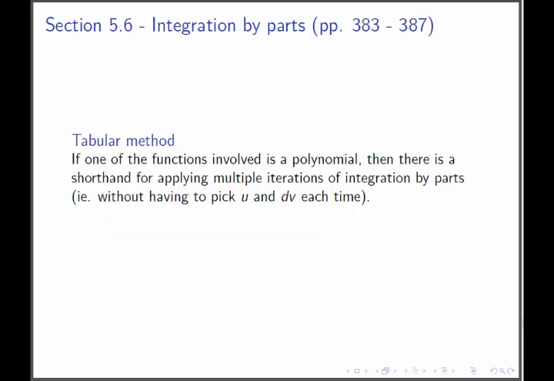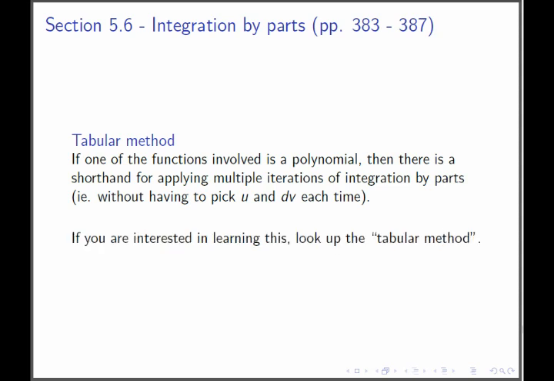Now there is such a thing called the tabular method. If one of the functions happens to be a polynomial, then there happens to be a shorthand for applying multiple iterations of the integration by parts technique without doing too much writing. You don't have to pick the u and the v each time. However, I don't plan to teach this because it's just not useful in instances unless one of the functions happens to be a polynomial. So if you're interested in learning this, just look up tabular method on Google or something.